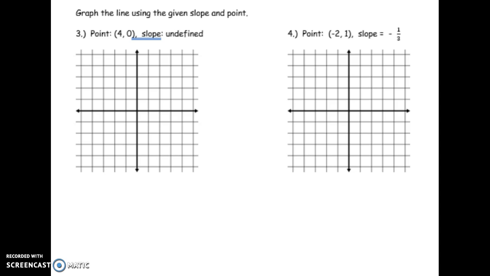Number 3. Graph the line using the given slope and point. So the point is 4, 0, and the slope is undefined. I want to start at the point 4, 0. So my x is 4: 1, 2, 3, 4. I have a 0 for y. My slope is undefined, so I'm going to think of VUX, which means it's a vertical line. We're just going to draw a vertical line.